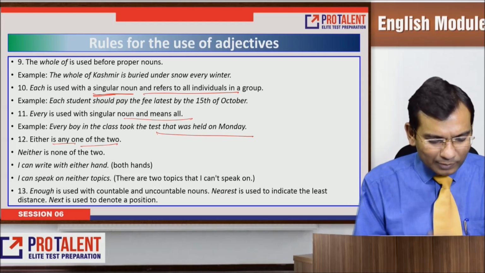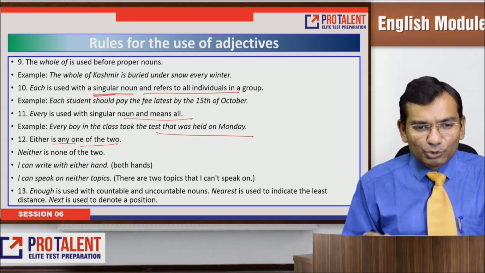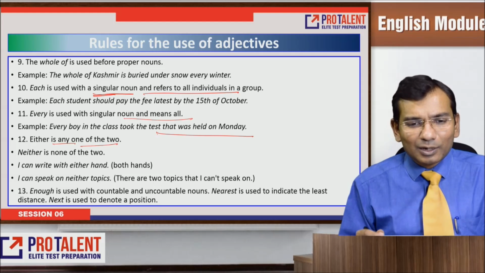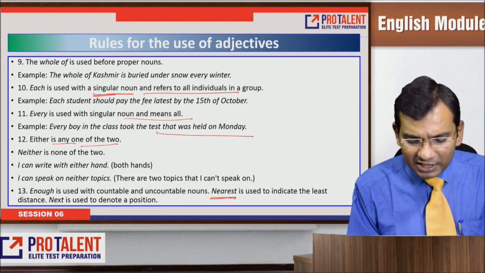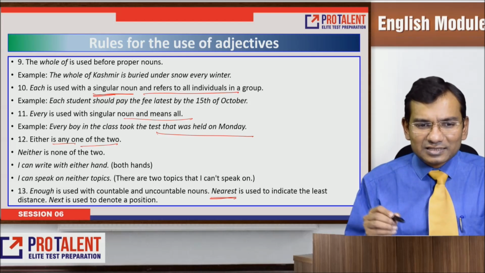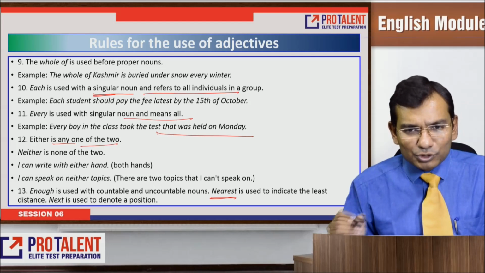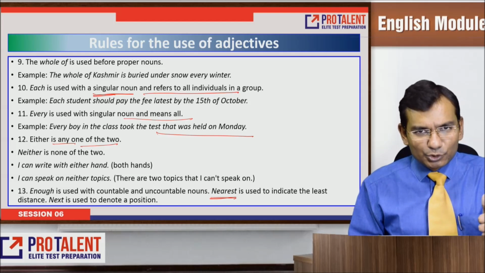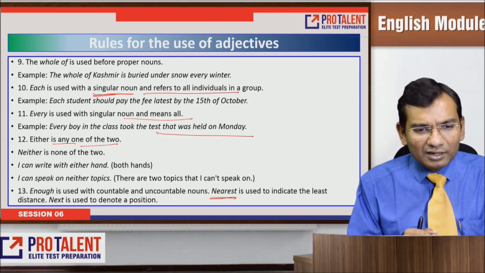ठीक है, रूल नंबर 13 बोलता है enough is used with countable and uncountable nouns. Nearest is used to indicate the least distance and next is used to denote a position. Okay, so enough is used with the countable and uncountable noun.